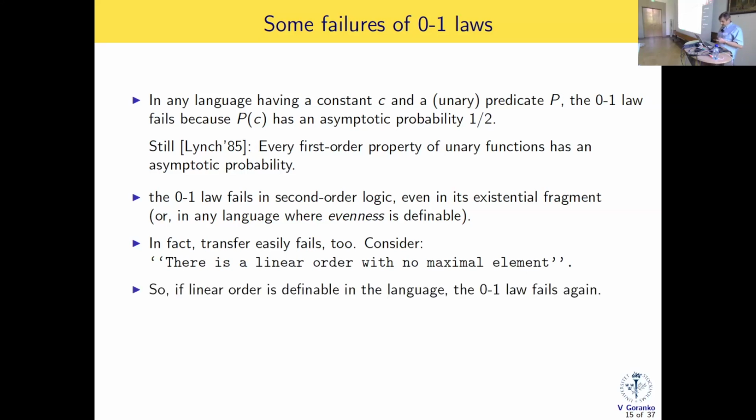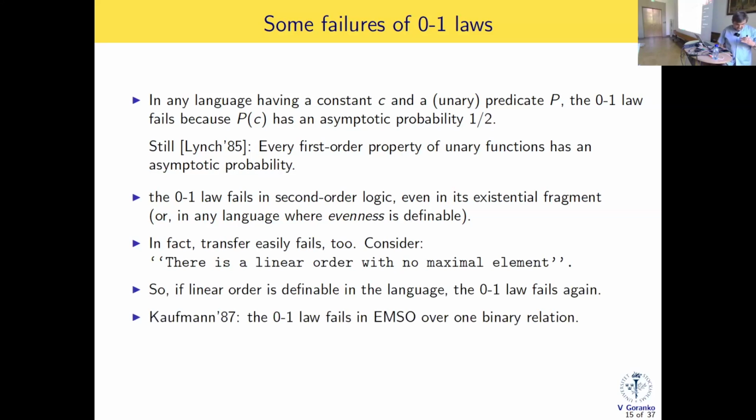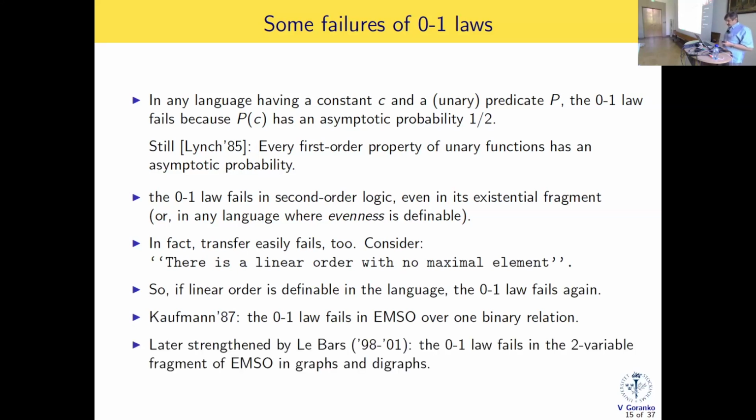So anyway, there was a sequence of sharper and stronger results on failures of zero-one law in fragments of monadic second-order logic, starting with Kaufman's results, failure of the existential monadic second-order with one binary relation. It was later strengthened by Labarthe, who was a colleague, and I believe a student of Etienne. Was he your student? Or you?